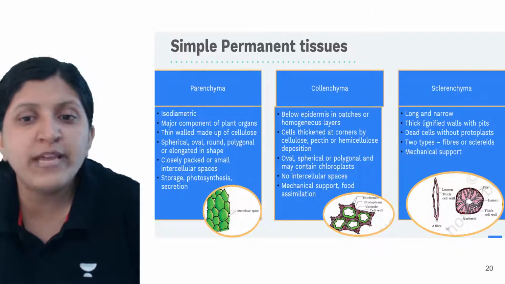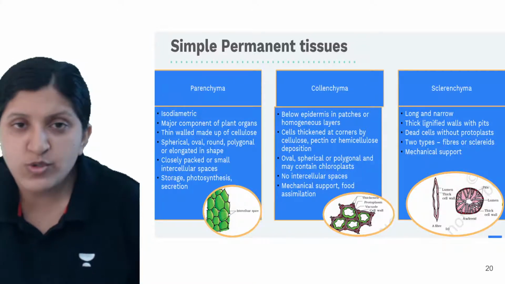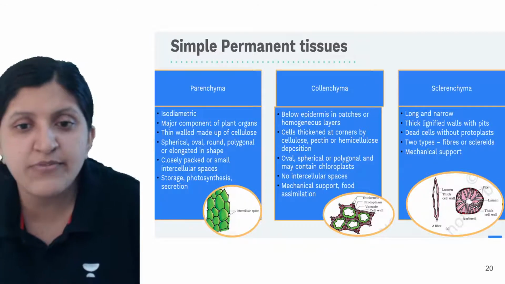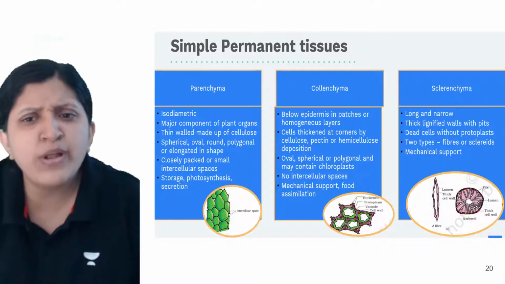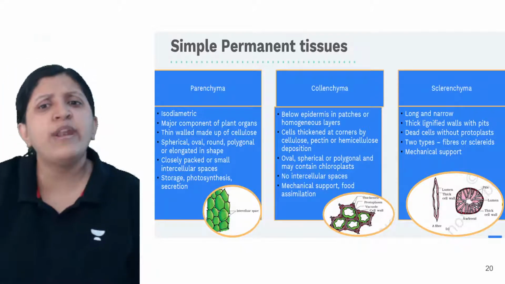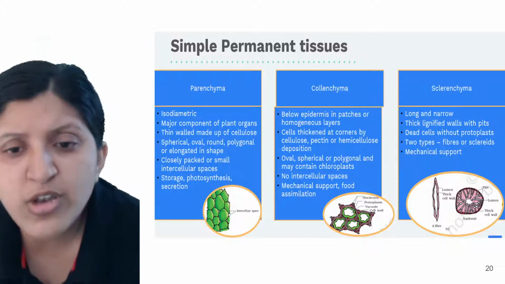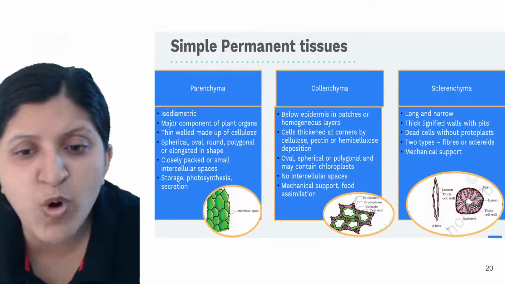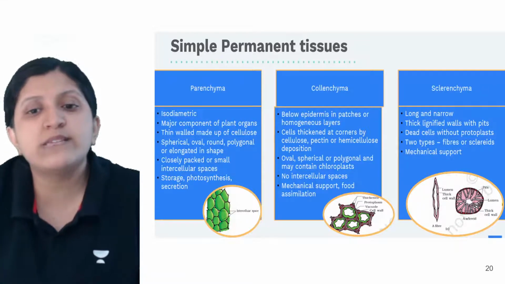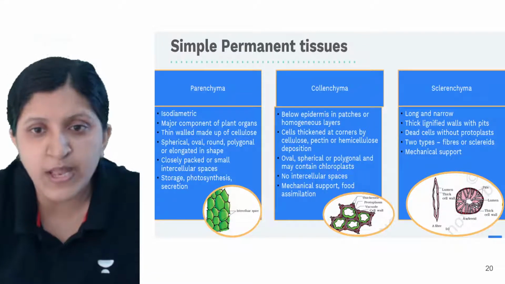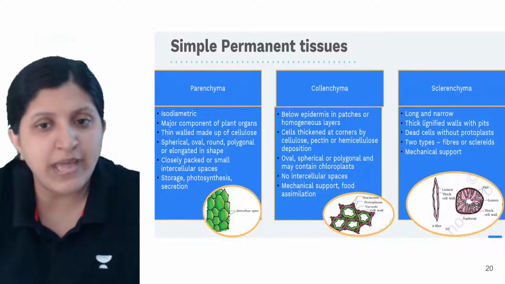So thin wall made of cellulose. Then you can see spherical, oval, round, polygonal, or elongated shapes. Now this is closely packed or with small intercellular spaces. You can find storage, photosynthesis, and secretion is also done. So this is with respect to parenchyma tissue.